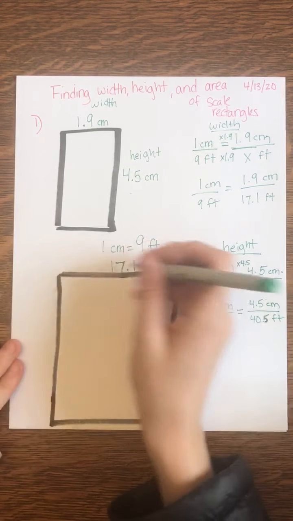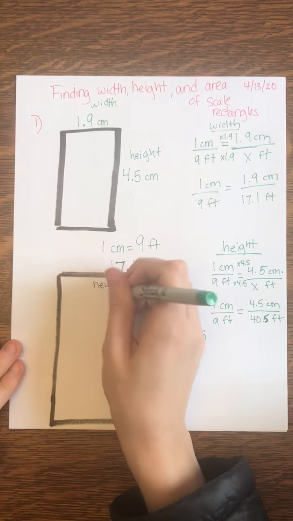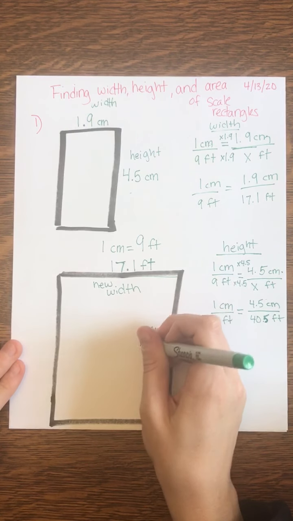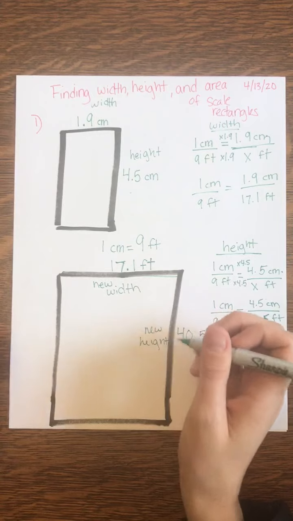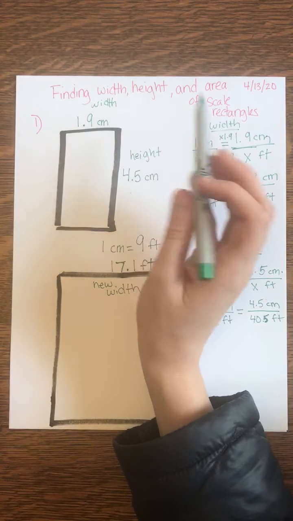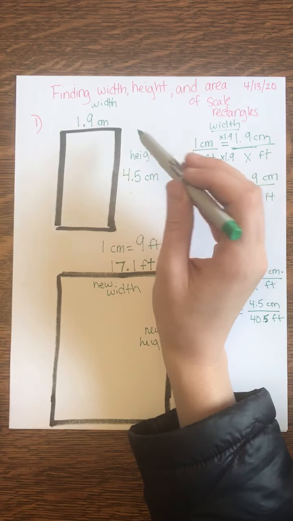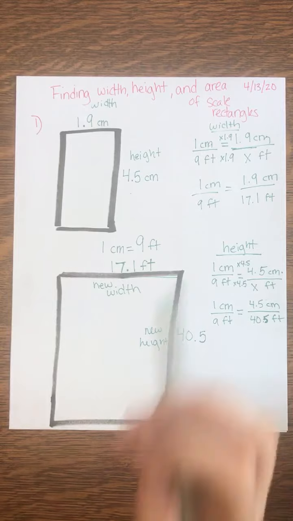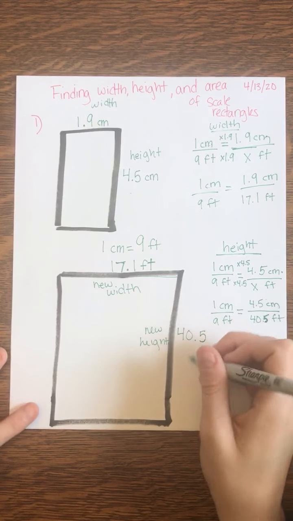Okay, so now I have my new width and my new height. And again, this is the width and the height of the really large rectangle in feet. The 1.9 centimeter width and the 4.5 centimeter height was the width and height of the small little model. And I can find the area.